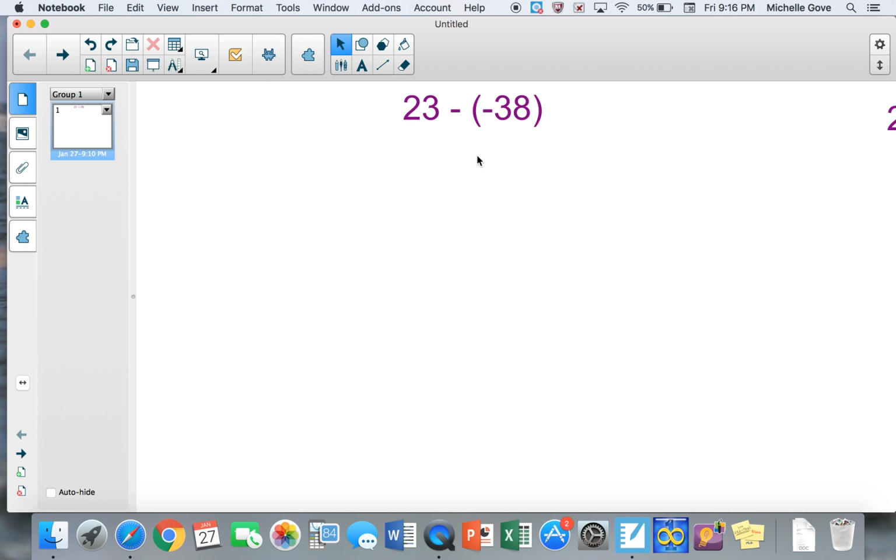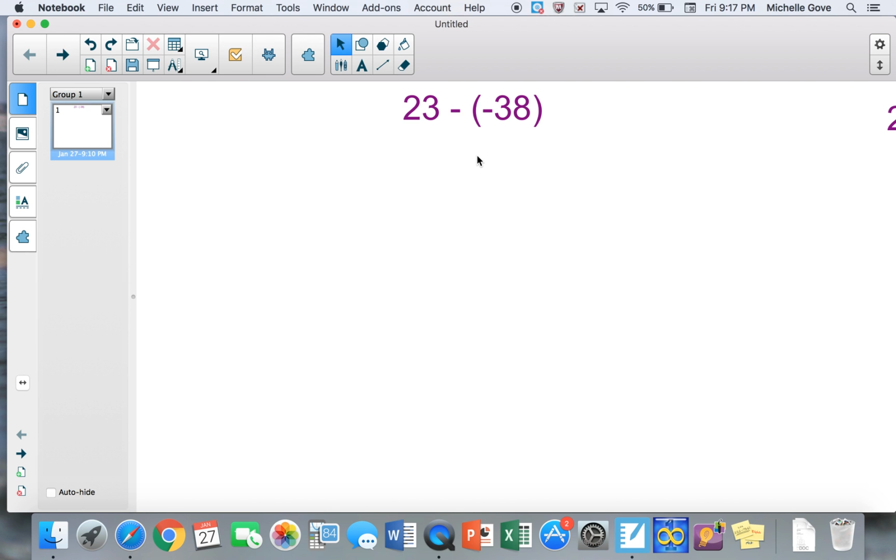Well, we have an issue here because we can't take away something that doesn't exist, and so I have no negatives to take away in order to take away 38 negatives. So we need to somehow put 38 negatives into this problem. Well, we can't just add something to a problem because it would change the value. But we can talk about zero pairs.